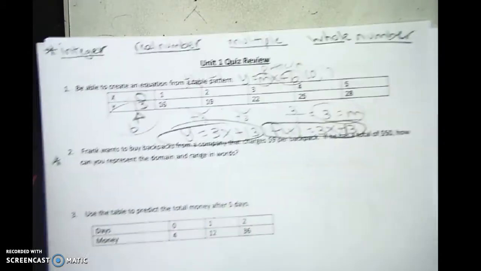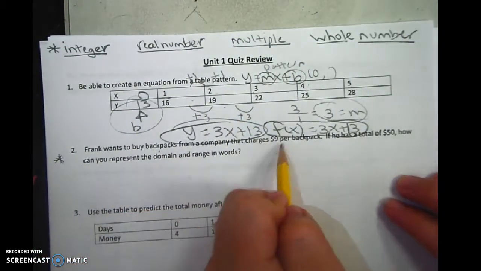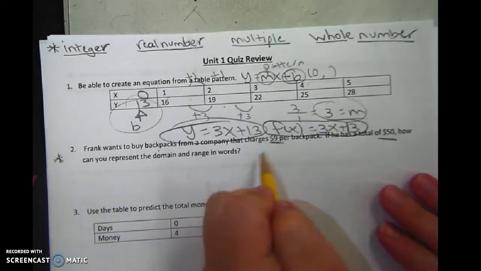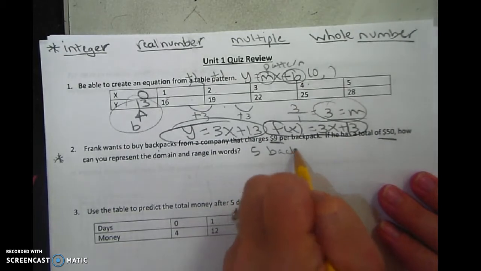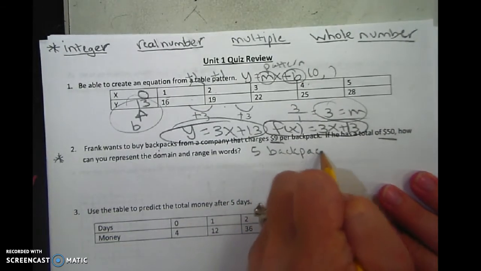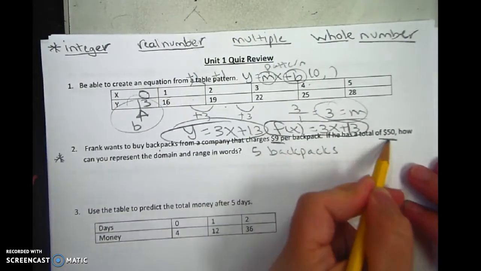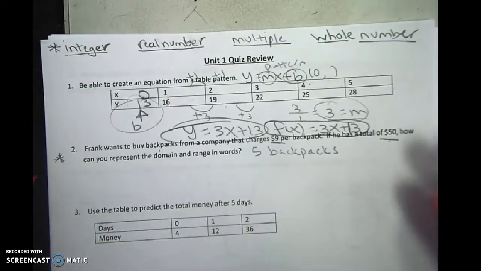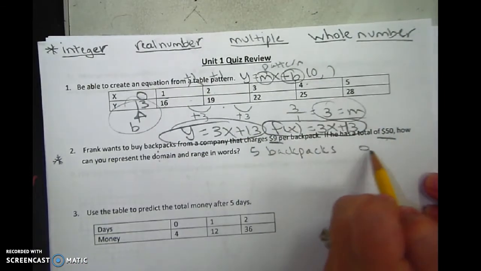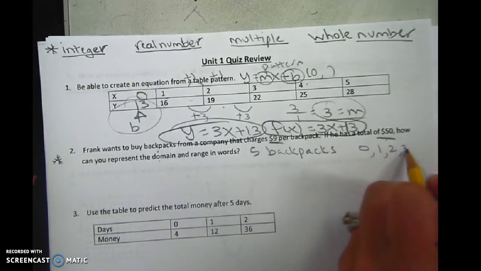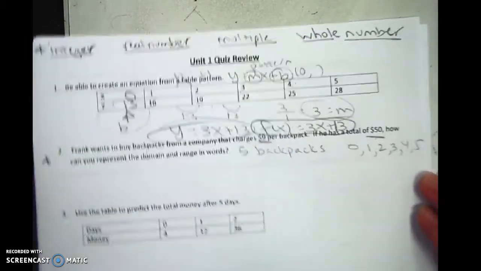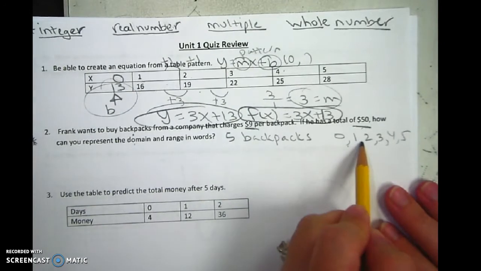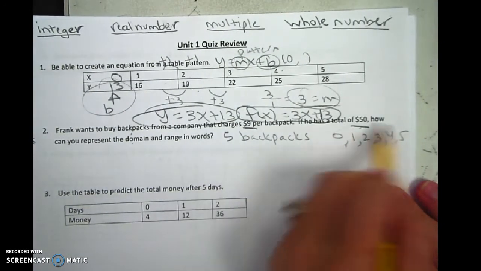All right. So Frank wants to buy backpacks. He charges $9 per backpack, and he's got 50 bucks. So how many backpacks can he get? We know automatically he can only get 5 backpacks, because 9 times 5 is 45, and if he got 6, that'd be too much. So the most amount of backpacks he can get is 5, which means what are his options? He can either get 0 backpacks, 1, 2, 3, 4, or 5 backpacks. Could he get a half a backpack? No. Okay, could he get a third of a backpack? No. So it's got to be a whole number.